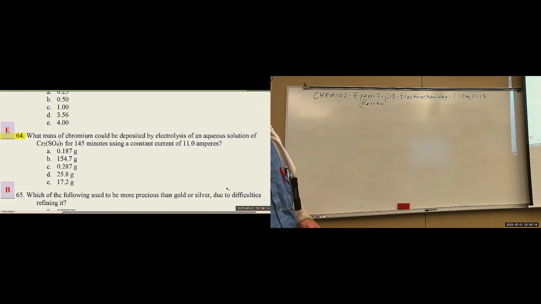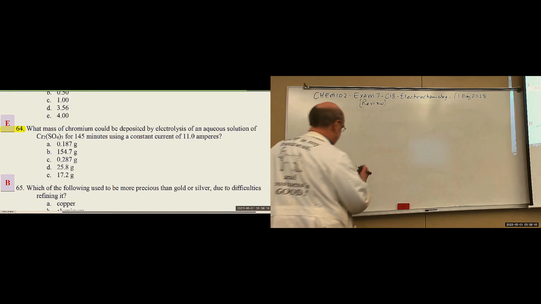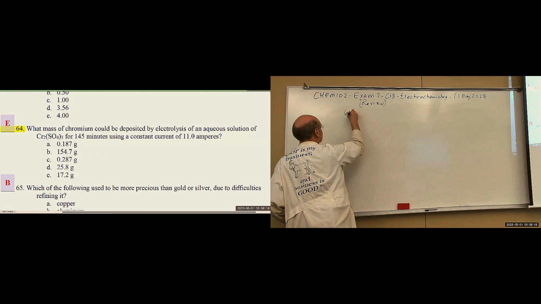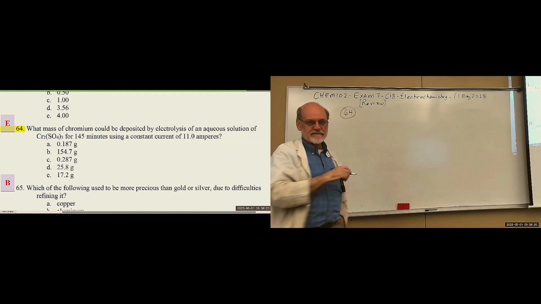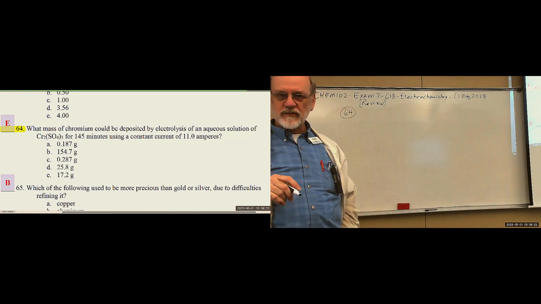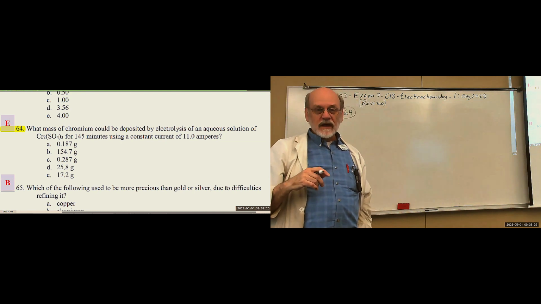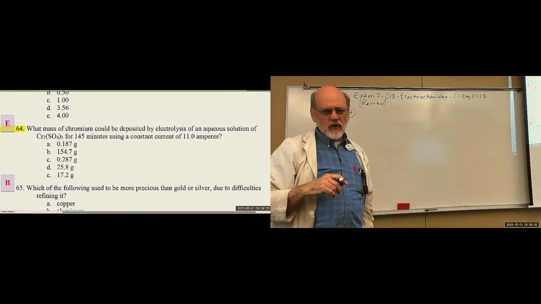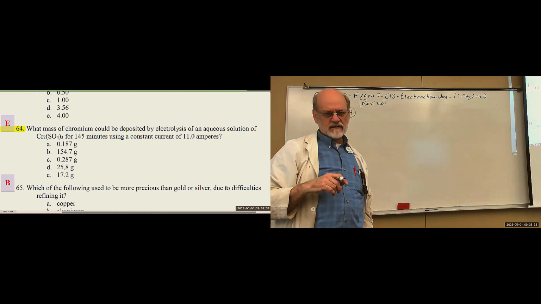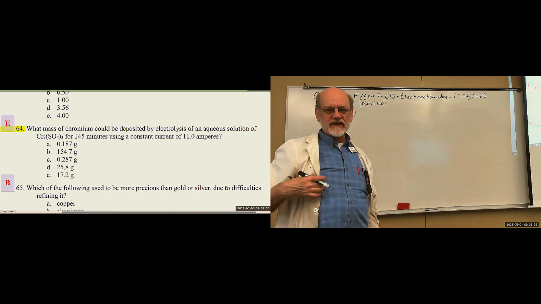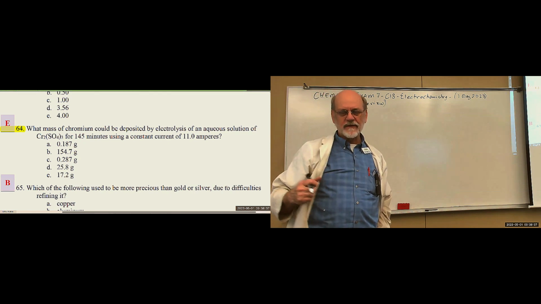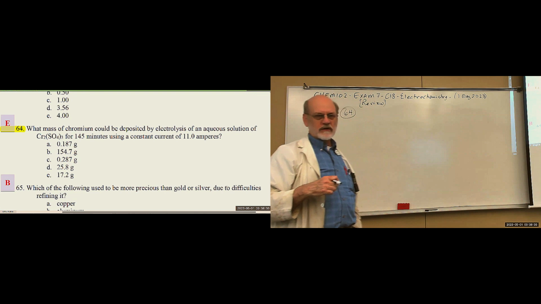Keep it going. 64. What mass of chromium could be deposited by electrolysis of an aqueous solution of chromium 3 sulfate for 145 minutes using a constant current of 11 amps? Mass of chromium we're looking for.